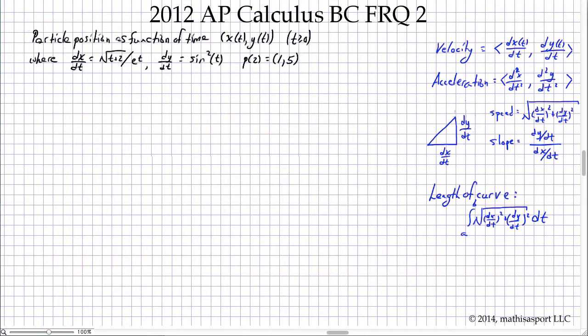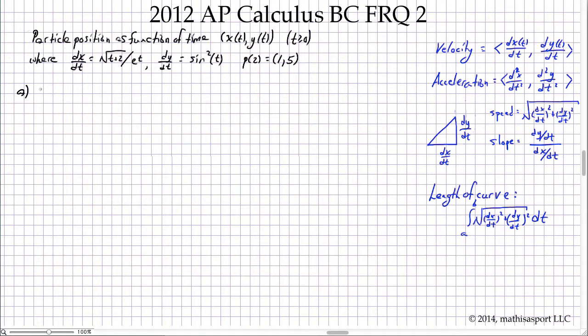So let's jump in. Part A asks first whether the particle is moving to the left or the right at t equals 2. Well, the horizontal movement of the particle is entirely determined by the x position and how it's changing. And so all we have to do is evaluate whether dx dt is positive or negative or potentially 0 at the time t equals 2.